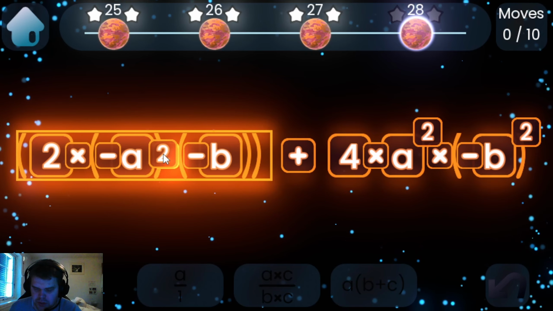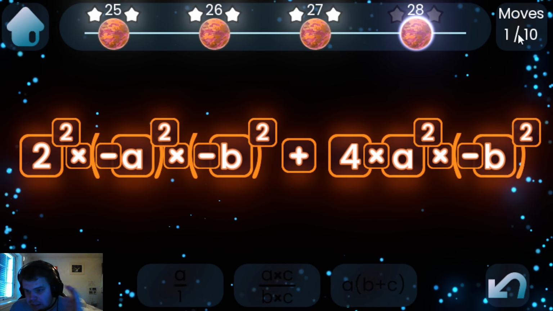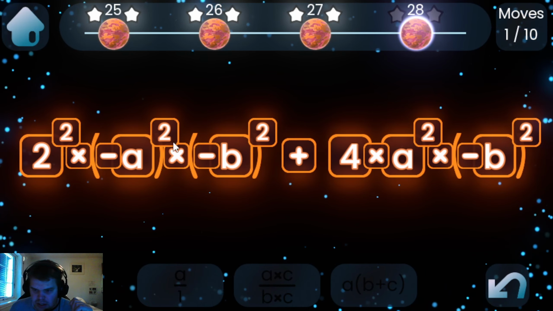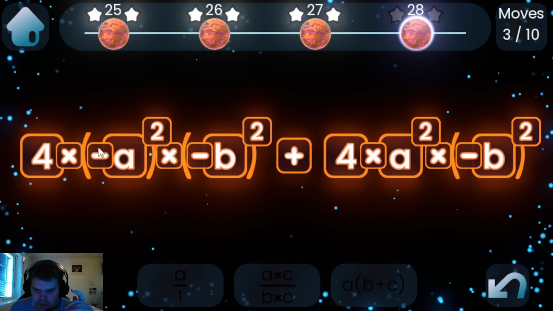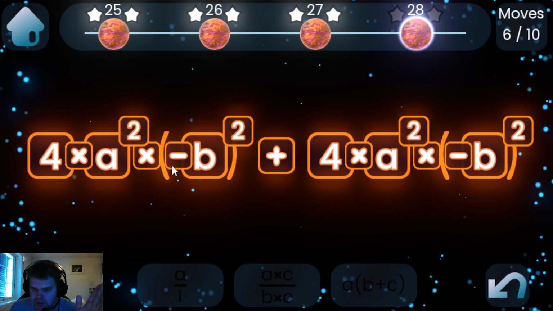So I need to interact with the whole factor. And now it goes on every one. Now, in order to get the least amount of moves, I actually need to keep the minus b squared here on the right side. This is a little trick here. So I'm going to get the 4 here. I'm going to get an a squared here. But now you see that they are the same.